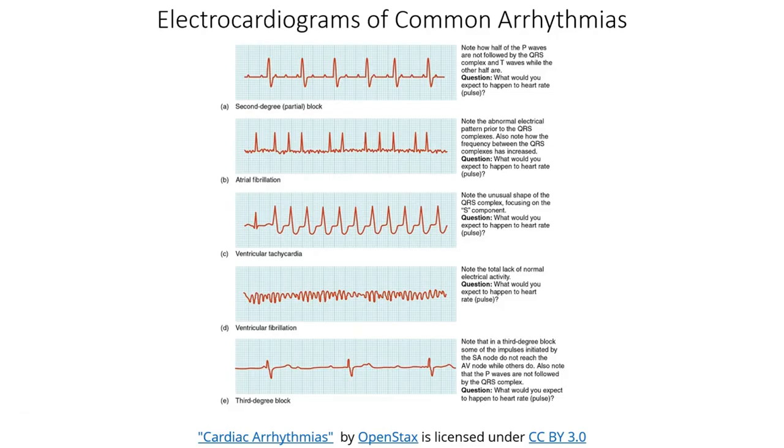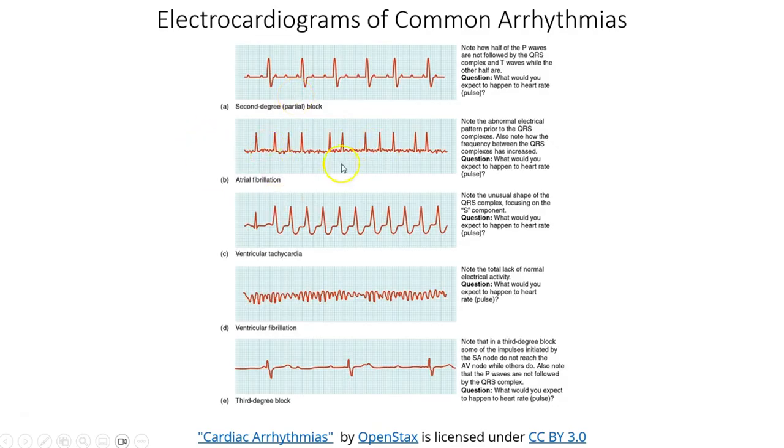These are some electrocardiogram readouts of some common arrhythmias that exist in the population. You can see in this one up here with the second degree or partial block, this is going to be generating a lot of P waves, and they're not being followed by that QRS complex and the T waves, though some of them are. That's because we have that partial block, and so that's going to block some of that signaling.